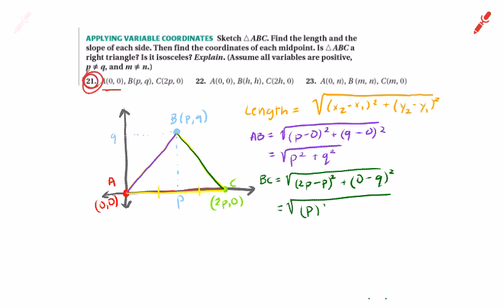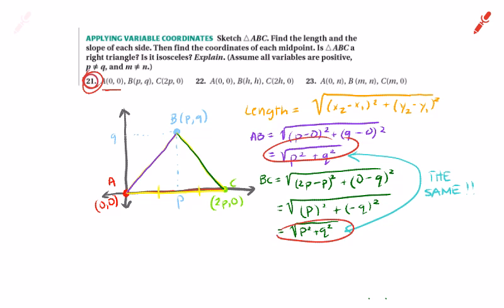2P minus P is P. Then we're going to square it. We're going to add. Then we have negative Q squared. Now we have to simplify it again. So we just have the square root of P squared plus negative Q times negative Q is positive Q, so regular Q squared is fine. And we can see from right here that they're the same. That AB and BC have the same length. And when we know that, that means that we have an isosceles triangle.